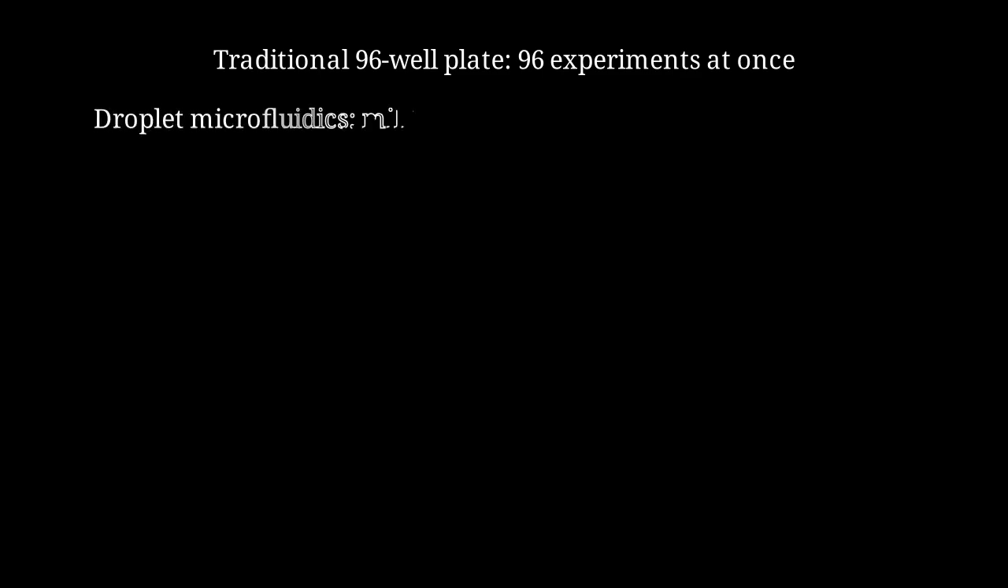Now let's connect this to ultra-high throughput screening. Why does droplet microfluidics enable such massive parallelization? Consider a traditional high-throughput screen. You might use a 96 well plate, which allows you to run 96 experiments simultaneously. Each well typically holds 50 to 200 microliters. Now compare this to droplet microfluidics. In the same time it takes to process one 96 well plate, you can generate and screen millions or even billions of droplets. Let's do another back-of-the-envelope calculation to really drive this home.